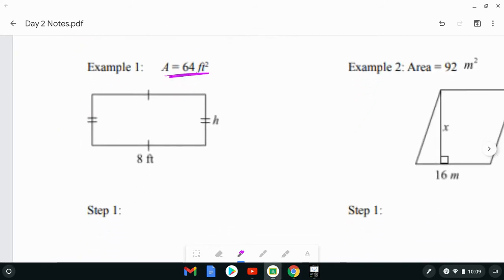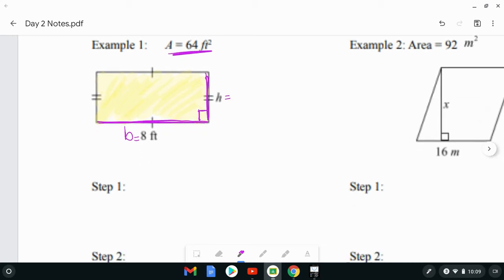They give you the area, 64 feet squared. So again, that area, just as a refresher, is all this shaded region that we're talking about. They give you the height, or the base right here. Remember, there's that one side. And then they're labeling the height. Don't forget, for parallelograms, that height is creating the 90 degrees. Okay? So for step 1, label what we know.